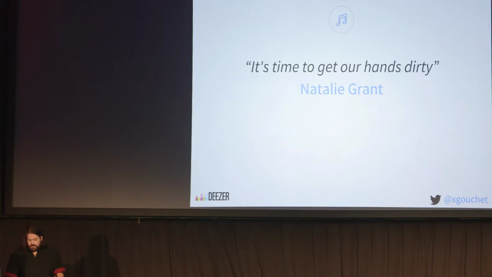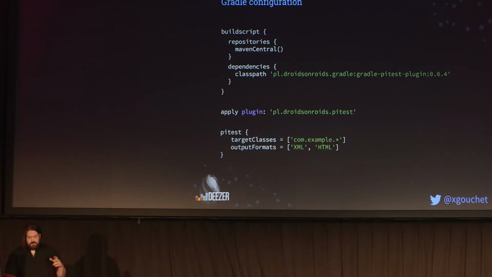And so let's get our hands dirty. First of all, just to look at how you can add this to your Android Gradle script. Basically, you just add a plugin, and you apply the plugin. Then just basic configuration. You need to say which classes you want to mutate. So it's your source code and not the tests that's going to be mutated. You can just give your root package name, or you can pinpoint a specific package or even a specific class if you want.